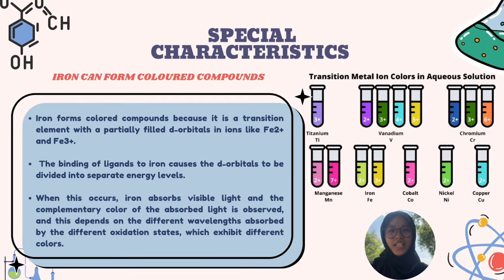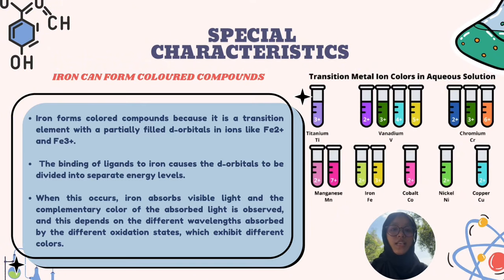Iron is known to be a transition element, and the reason for the formation of colored compounds is that the ions of iron, namely iron 2+ and iron 3+, contain partially filled d orbitals. The d orbitals of ions help in the absorption of a certain range of visible light, and due to this phenomenon, we see a green color in iron 2+. This occurs because of d orbital splitting.